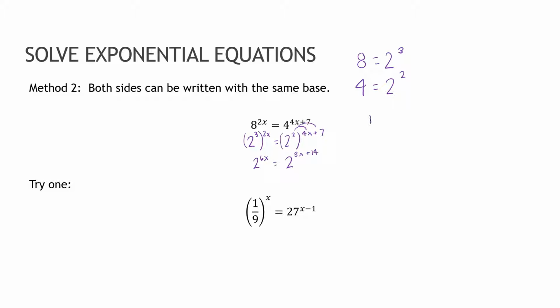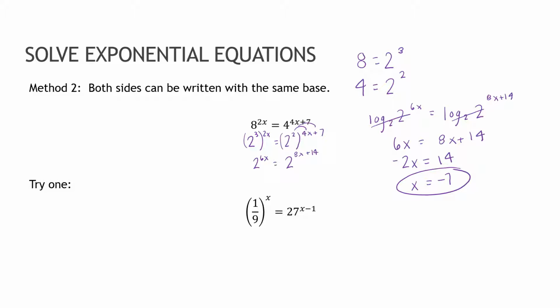Now does it look like what we did on our last example? Yes. I can take log base 2 of 2 to the 6x and log base 2 of 2 to the 8x plus 14. So these guys cancel, I get 6x. These guys are 1, I get 8x plus 14. And now it's easy to solve. Subtract 8x from each side, divide by negative 2, and I'm done.